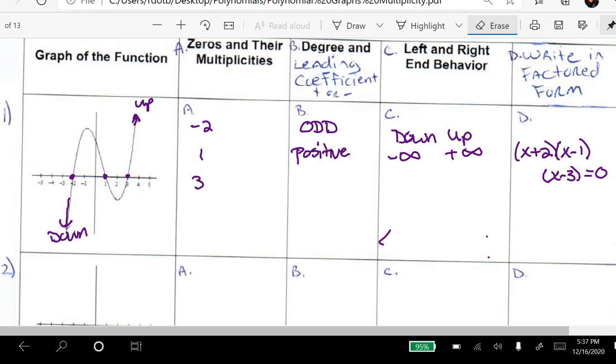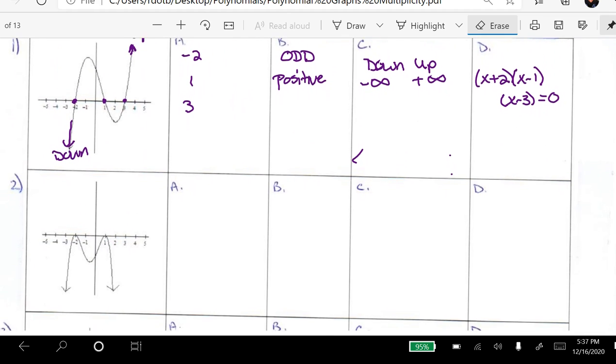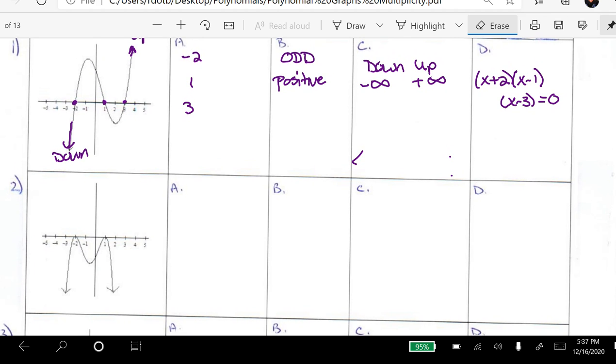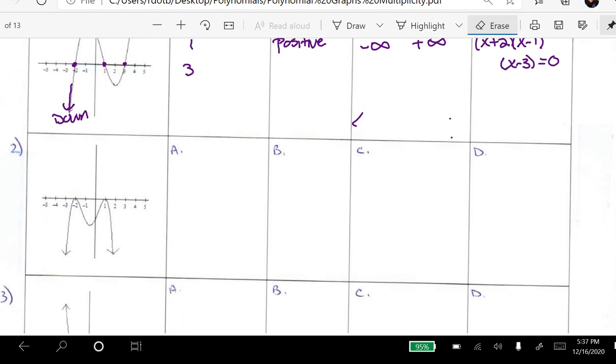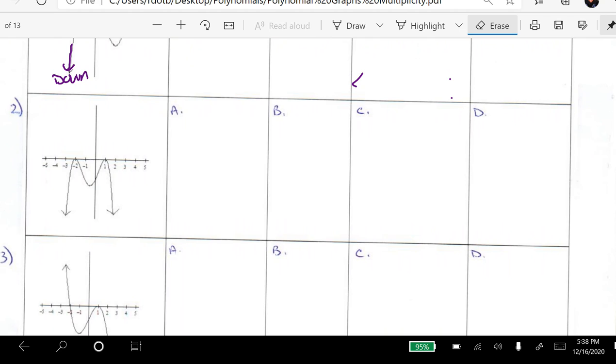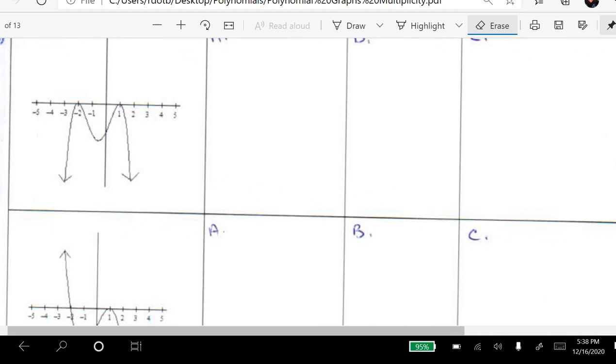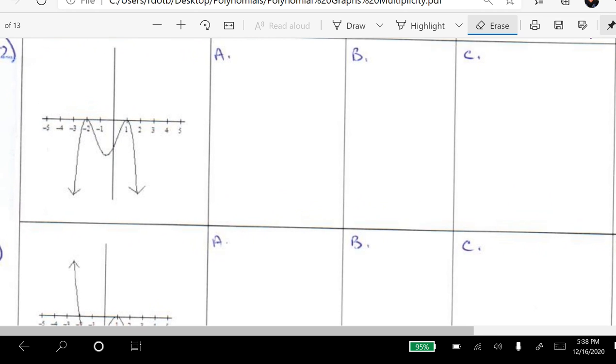All right, I'm going to move down to the next one. For the next example, number 2, I need to know my zeros. The first column here asks you for the zeros and their multiplicity. For this one, number 2, I'm just going to zoom in on the picture a little more so you all can see the zeros here. For this one, my zeros are -2 and 1. Here we are at -2. Here we are at 1.